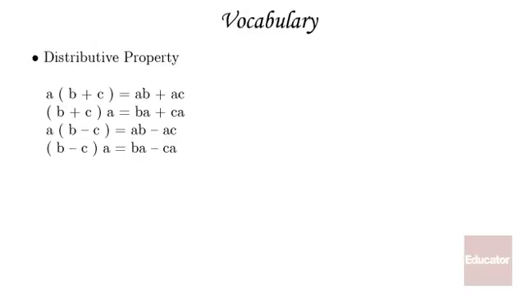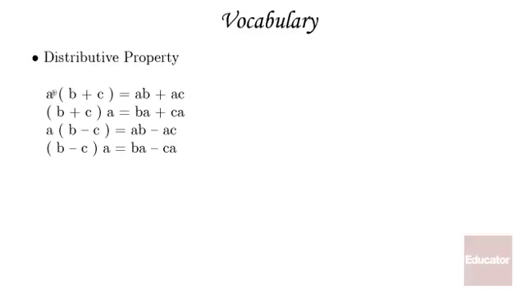Let's look at the distributive property. You can think of the distributive property as giving out a number, or multiplying out a number over addition or multiplying out a number over subtraction. If you were in a class and the teacher asked you to distribute papers, you would be giving out papers. So in the same idea here, you're giving out a number or a variable.